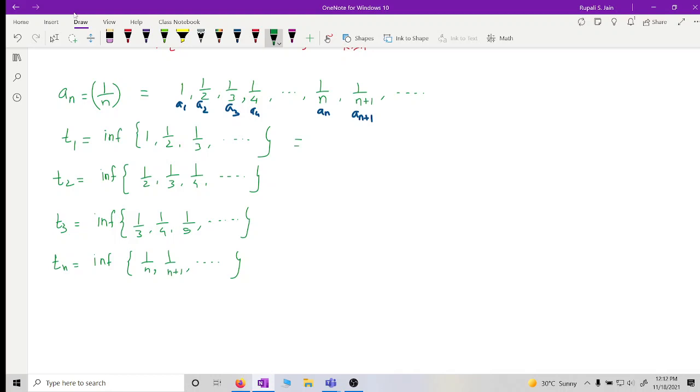Right. So what is the infimum of this now? Infimum means greatest lower bound. What is the greatest lower bound? Lower bound, 0. 0, right? What is t_2? What is the infimum? Again 0. Here also 0. Again 0.